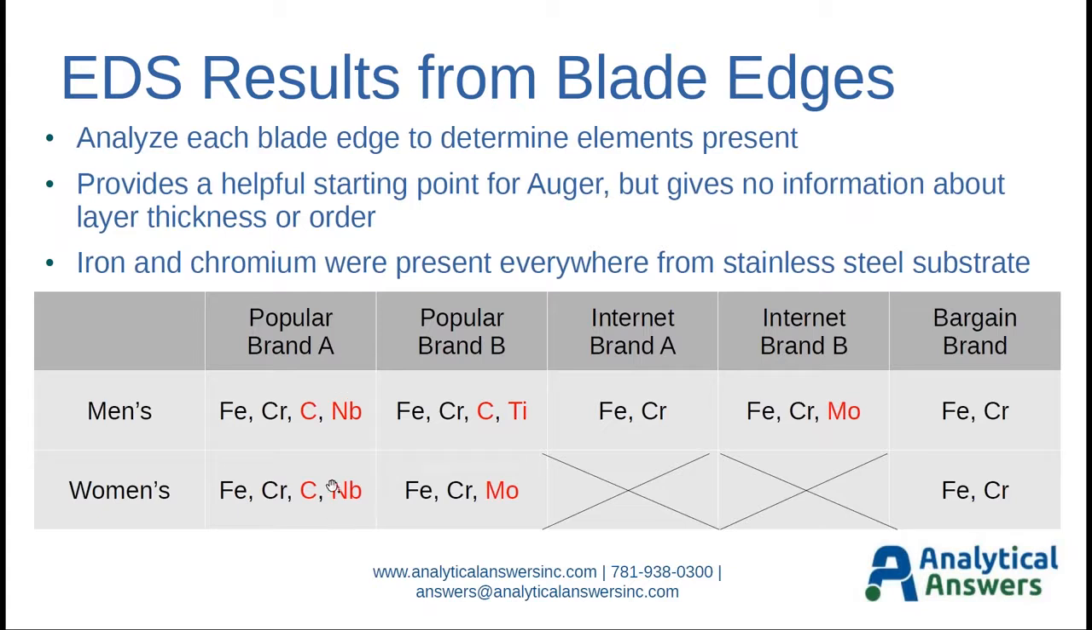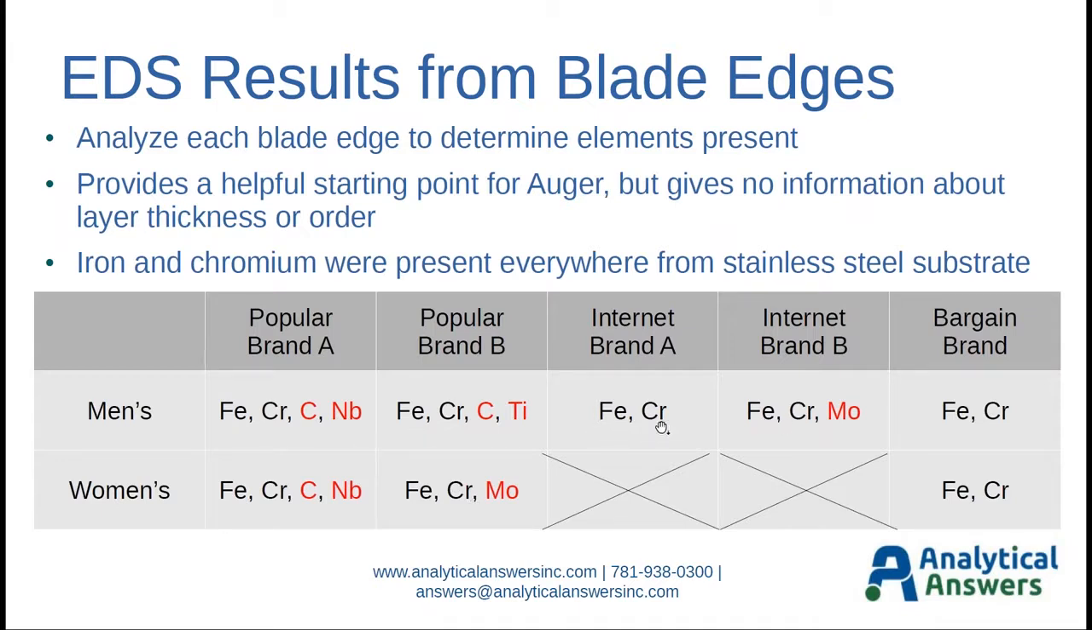And so popular brand A, both the men's and the women's, had carbon and niobium in addition to the iron and chrome from the substrate. Popular brand B on the men's had carbon and titanium in addition to the substrate. And on the women's, they had molybdenum. Now, moly was only there in trace quantities, and molybdenum is often added to steels for an improvement in corrosion resistance, but we didn't see the large carbon peak or titanium or niobium like we saw in the other 3 samples to the left.